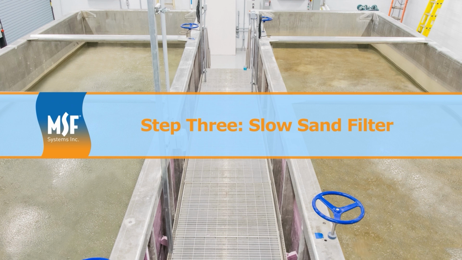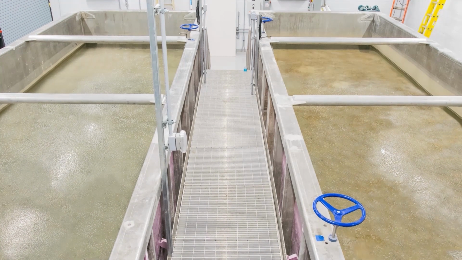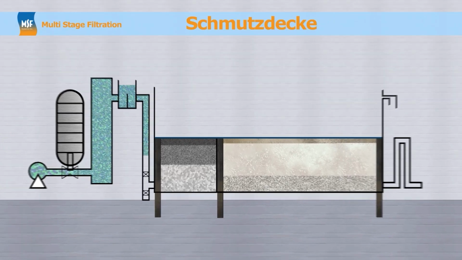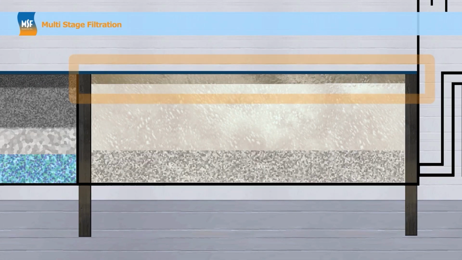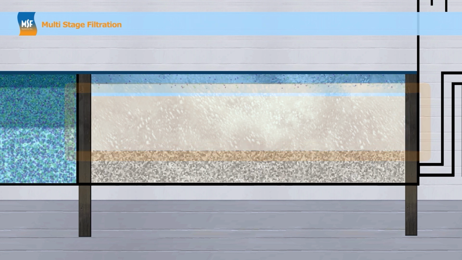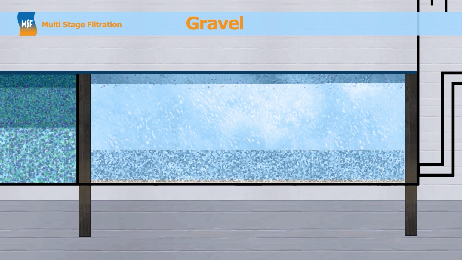Step 3. The slow sand filter. The slow sand filter is essentially a support system for the critical Schmutzdeck layer in the top 2 to 3 millimeters of the filter, which sits atop 500 millimeters of fine sand, supported by progressively larger gravel that surrounds a drain system in the bottom of the tank.